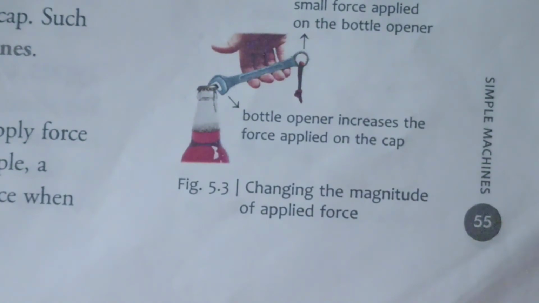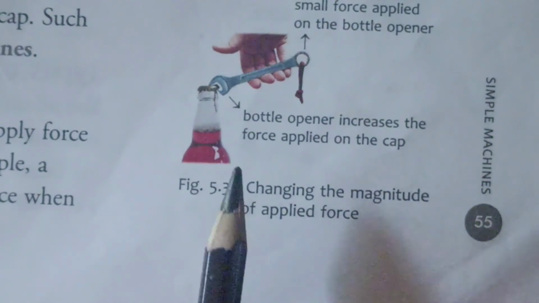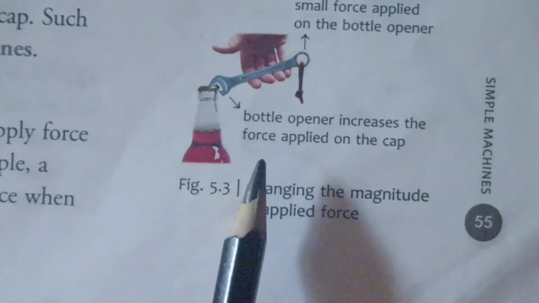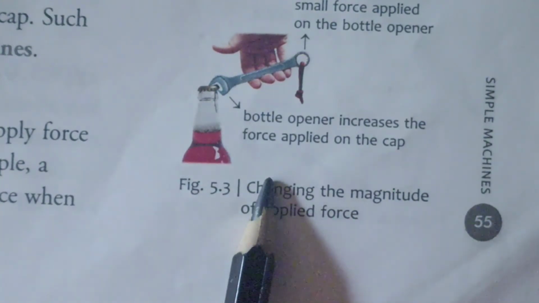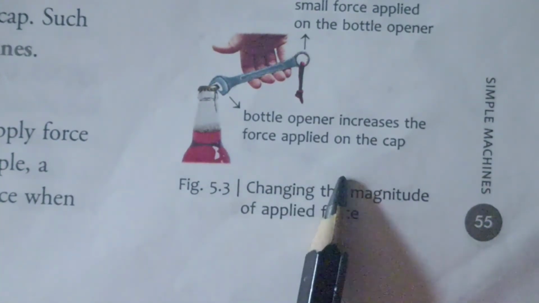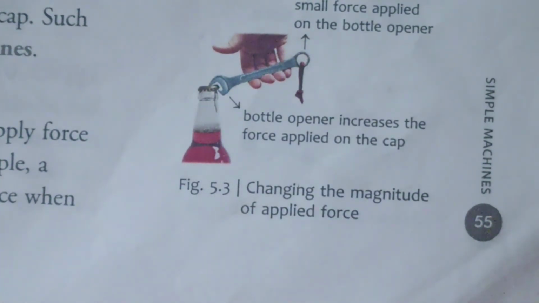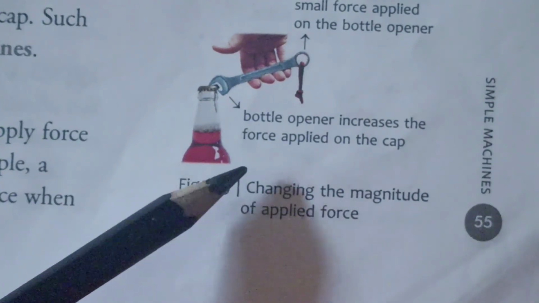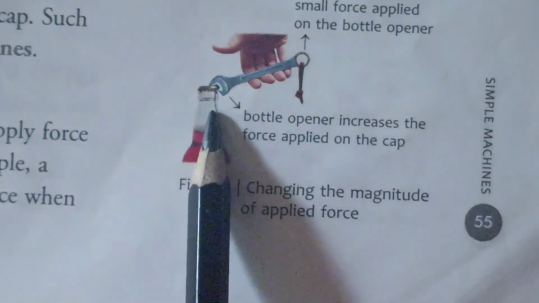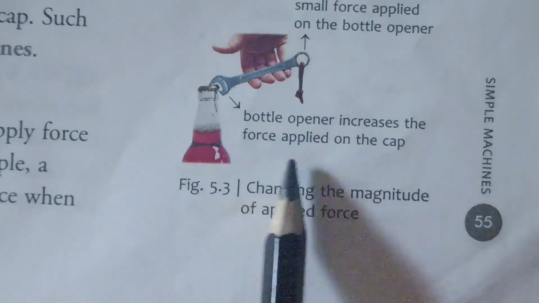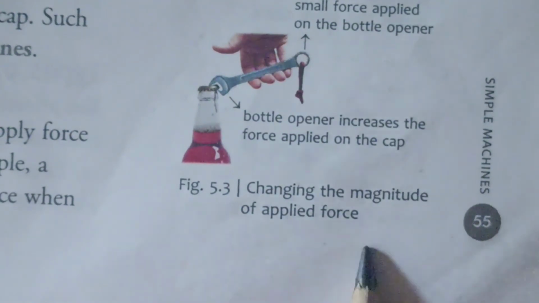Next, changing the magnitude of applied force. Look at this figure. It is very difficult to open the sealed metal cap of a cold drink bottle with our bare hands. A bottle opener multiplies the applied force. Hence, much less effort is required to open the cap. Such type of machines are called force multiplier machines. A small force applied on the bottle opener is increased on the cap.